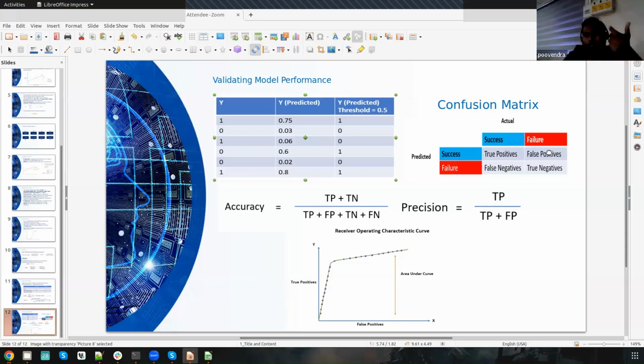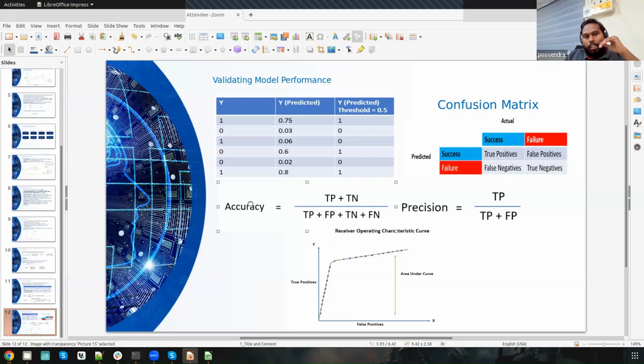They're going to check the performance of the model. So in this case, accuracy is true positives plus true negatives. That is, how my model predicted true positives and true negatives correctly. Actually it is a success, and my model also predicted success. Actually he bought a card, and my model also predicted he bought a card. Actually he didn't buy a card, and my model also predicted he didn't buy a card. So these are all correct values.